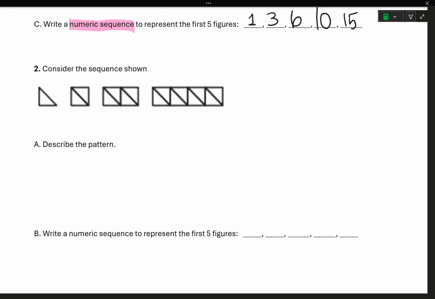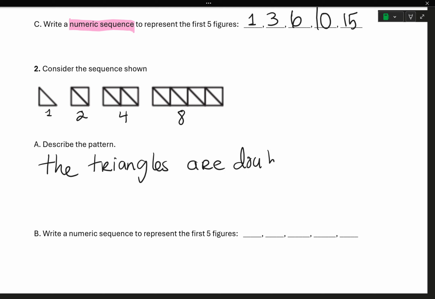What I notice that's happening with the triangles is that they're doubling, because I got 1 triangle, 2 triangles, 4, and then 8. So the triangles are doubling.